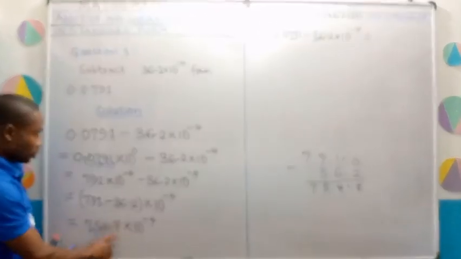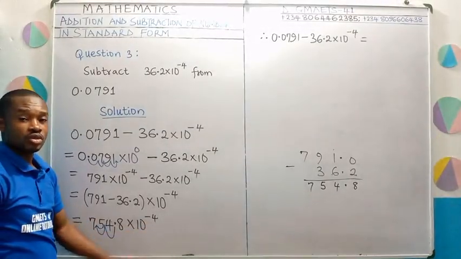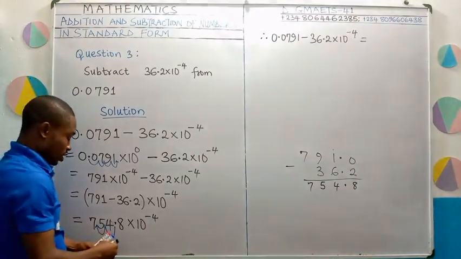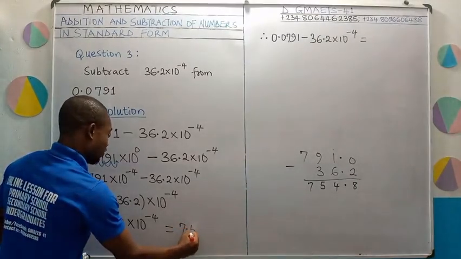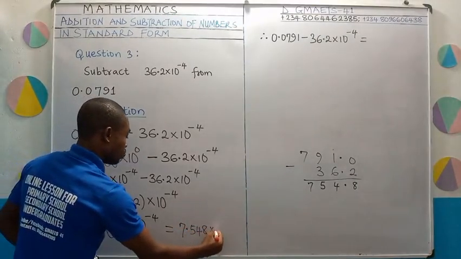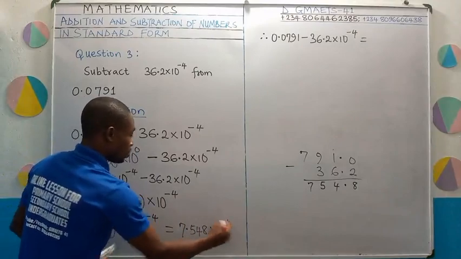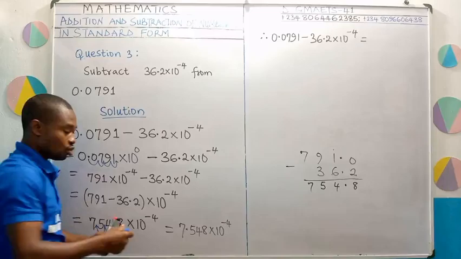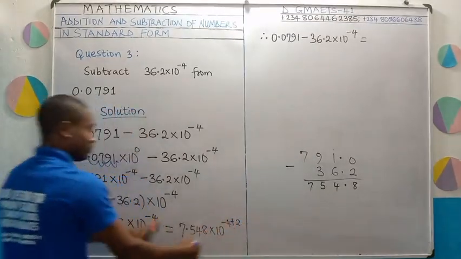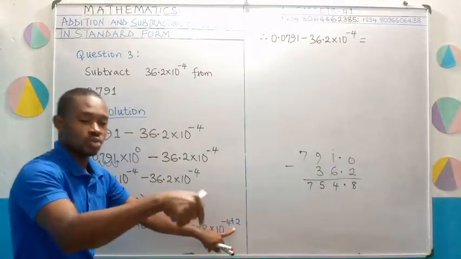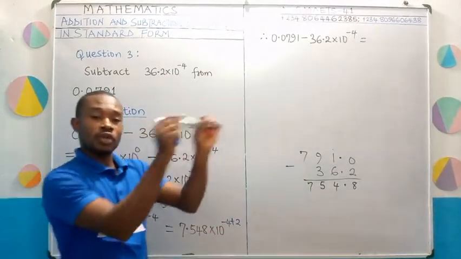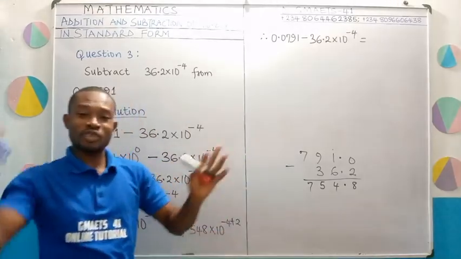Now that you move the points 2 times, you know what to do to the power. This eventually will become equal to 7.548 times 10 to power minus 4. You are going to add the 2 times you moved the points to the left. And if you work out this, minus 4 plus 2. Minus 4, you are owing 4. Plus 2, you have 2.